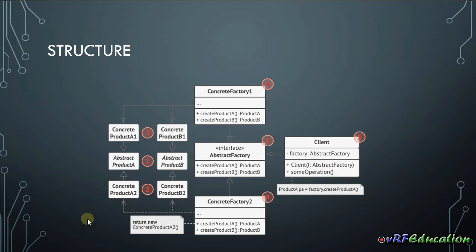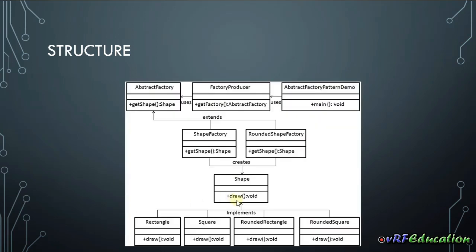Let's check another example and then go for the practical example. Here, imagine that I'm going to create a couple of shapes. I have a rectangle and a square, and rounded versions of them.